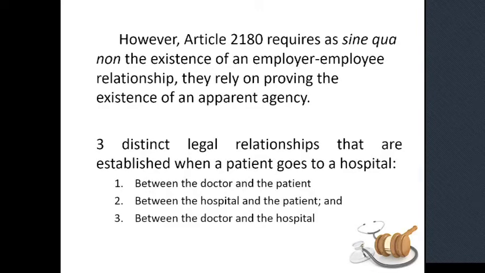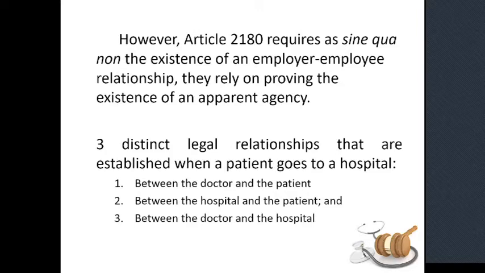liability. However, Article 2180 requires, sine qua non, or we need to say as an essential element, an essential requirement, the existence of an employer-employee relationship. So they rely on proving the existence of an apparent agency. So therefore, for the hospital to be found vicariously responsible for the negligence of its employees, of any staff in the hospital, it should be established that there is an employer-employee relationship. So for example, a doctor or nurse or pharmacist should be employees of the hospital in order for the hospital to be liable vicariously.